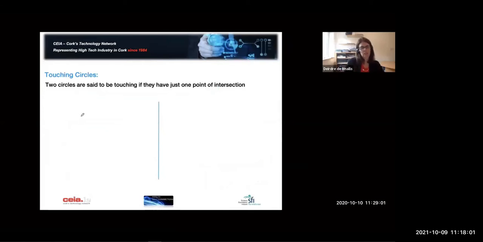So on to touching circles. Two circles are said to be touching if they have just one point of intersection. So that means that the circles are essentially tangents to each other. And there's two ways that this can happen. They can be touching externally. And in that case, if you add the radius of the first to the radius of the second, you'll get this distance d, which is the distance between the two center points.